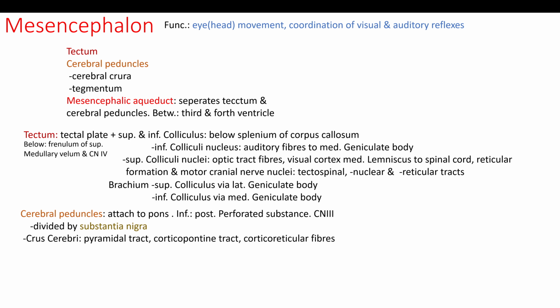Brachium of the superior and inferior colliculi. There's the superior colliculus brachium, which connects superior colliculus via the lateral geniculate body. The inferior colliculus joins the brachium with the medial geniculate body.